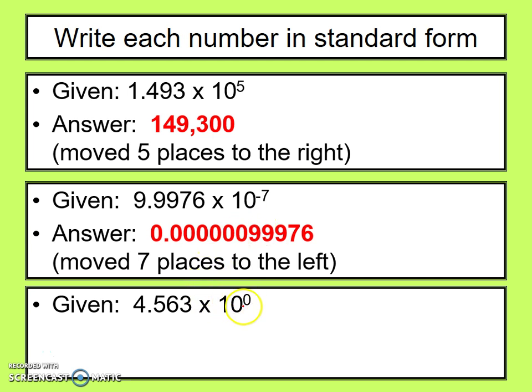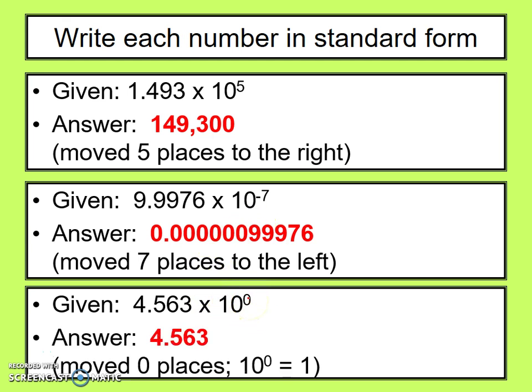And then the last one, we had an exponent of 0, so that means we're moving the decimal 0 places. And so it's really just 4.563. Another way you can think about it is that we know anything to the 0th power is equal to 1. So this number times 1 is just going to be itself.